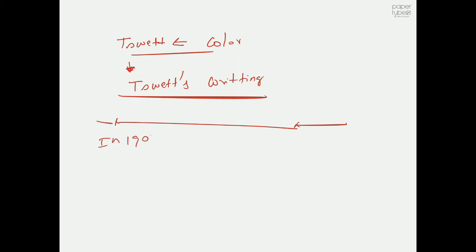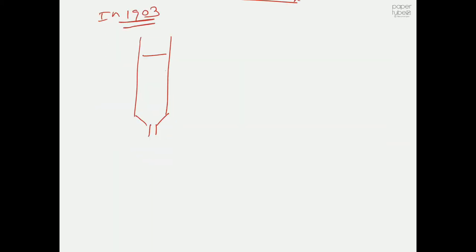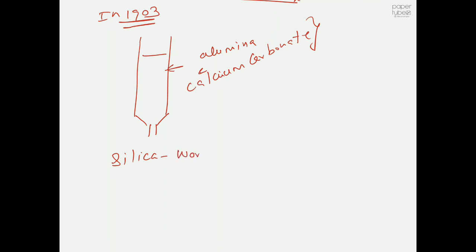So in 1903, Mikhail Svet filled alumina and calcium carbonate as the packing material. So in the column, the solid he filled was mostly alumina and calcium carbonate. Both are very cheap materials. This is the packing material which he used, but now almost every industry and almost every research lab around the world uses silica. Silica is the workhorse for liquid chromatography. It's the workhorse for chromatography. Liquid chromatography, or if you want, always remember this word, elution chromatography.